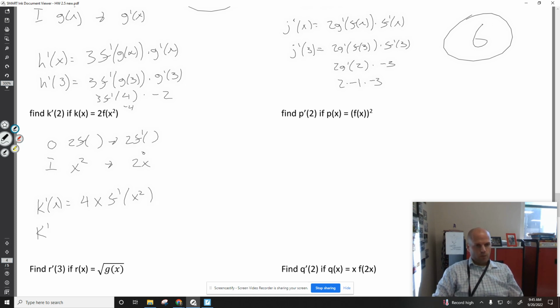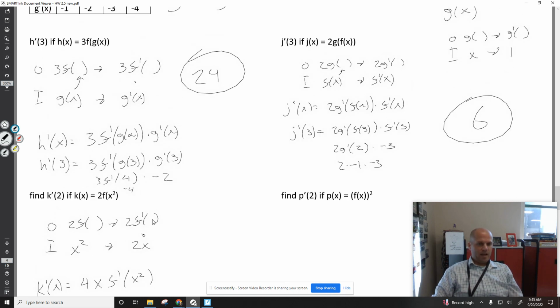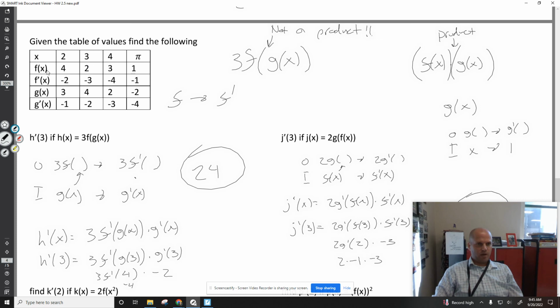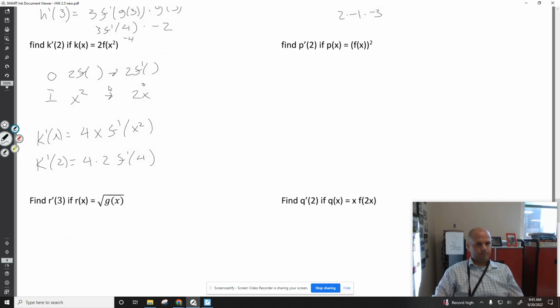Plugging in 2 for x, 4 times 2 times f prime of 2 squared is 4. I have 8 times f prime of 4. F prime of 4 is -4. So 8 times -4 is -32.